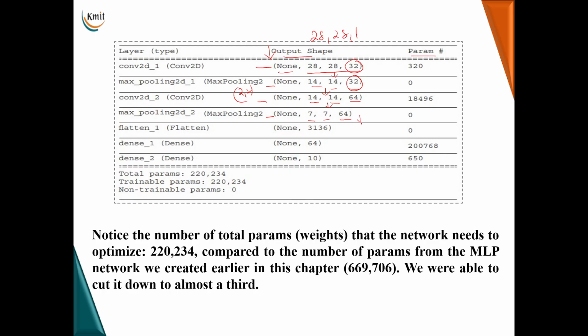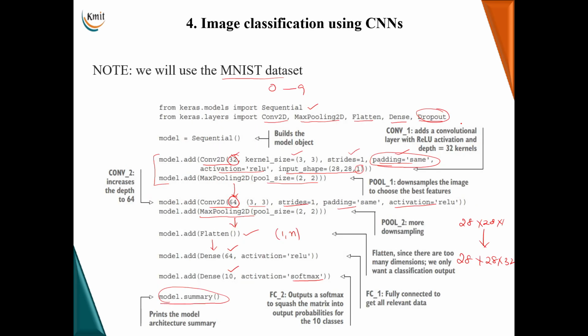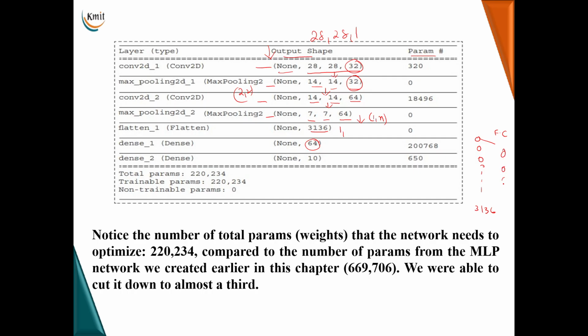This is given as input to the flattening, where the dimensions are converted to 1, n. So the dimension will be 1, 7 into 7 into 64, which is nothing but 3136. Now these 3136 flattened features that are extracted are given as input to the fully connected layer, and the number of neurons mentioned in the code is 64. So I have 64 neurons in my fully connected layer.